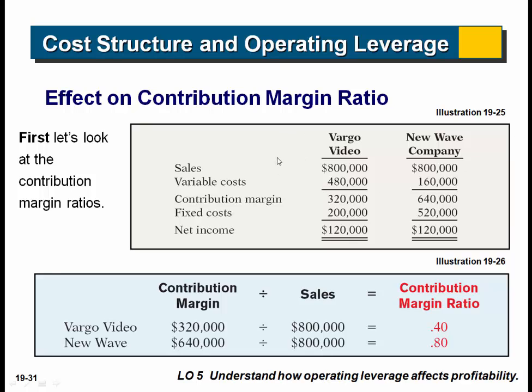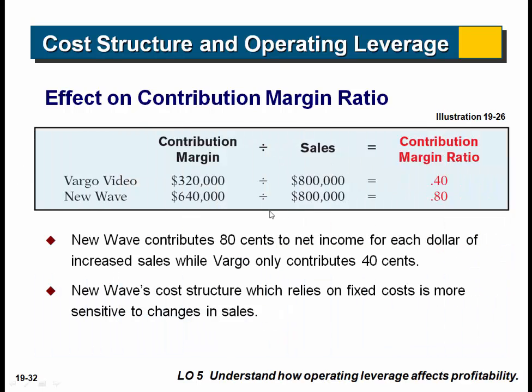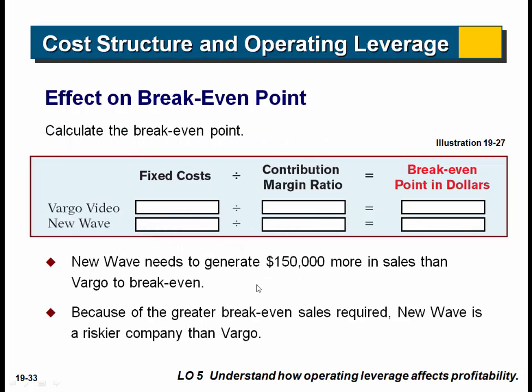But I want you to take a look at the contribution margin ratio, and that's what it's talking about here. New Wave contributes 80 cents to net income for each dollar of increased sales, while Vargo only does 40%. And New Wave, which relies heavily on fixed costs, is more sensitive to changes in sales. So it's a double-edged sword. It's good and it's bad.